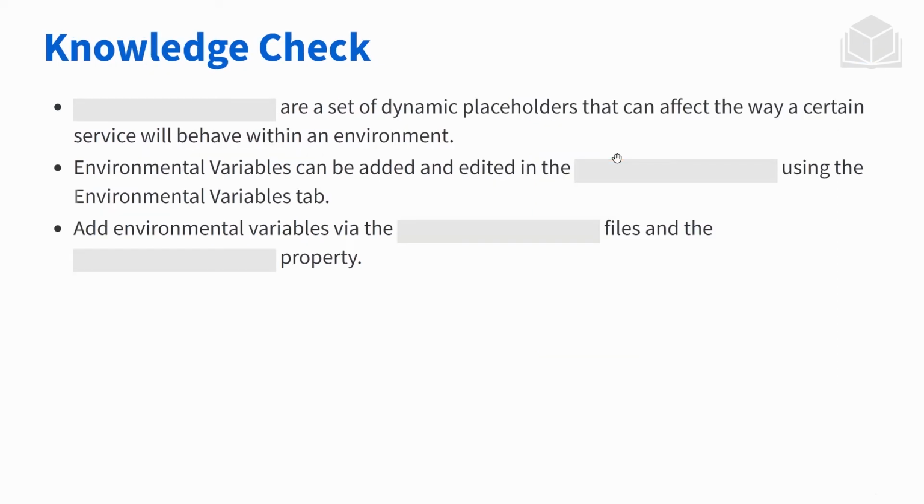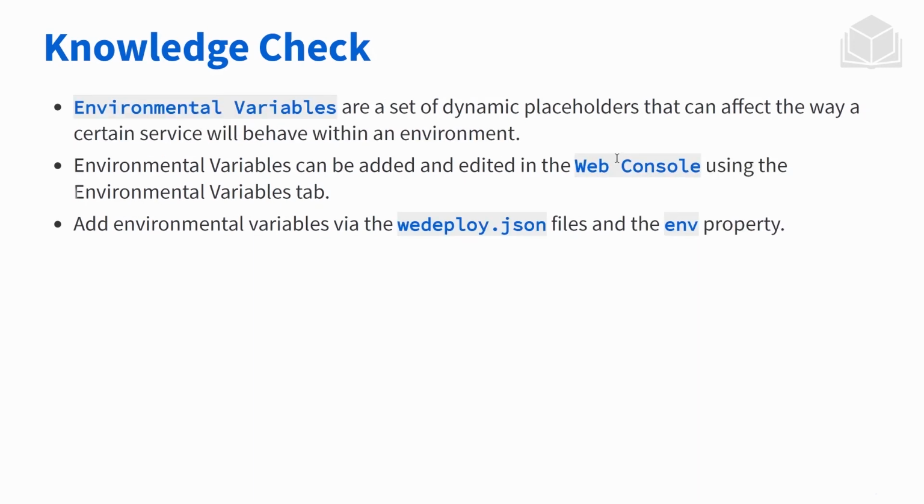So quick knowledge check here. As usual, if you want to fill these out, feel free to pause the video, but otherwise, let's go ahead and fill these parts here together. Environment variables are those dynamic placeholders that can affect the way a certain service will behave within an environment. Environment variables can be added and edited in the web console using the environment variables tab. You can also add variables as well as edit them within that specific JSON file under that env property section.